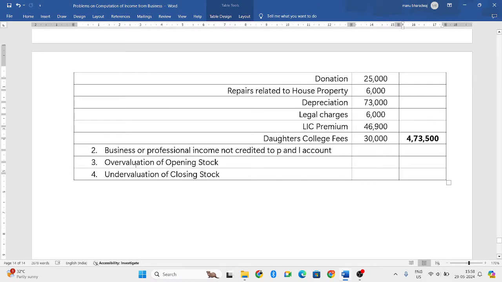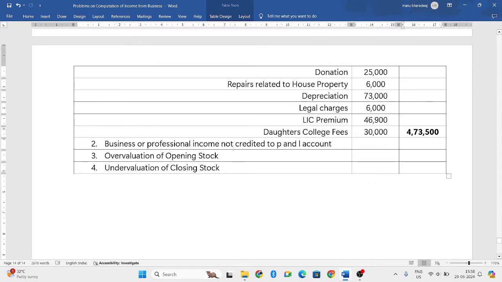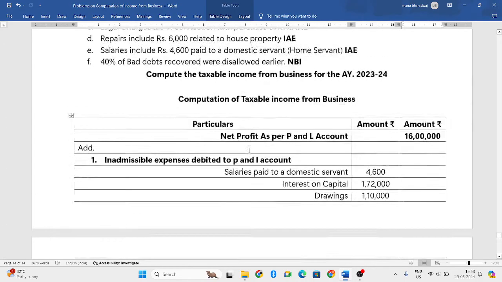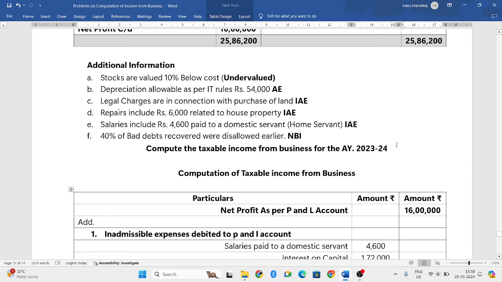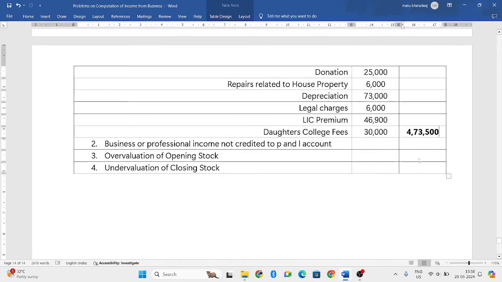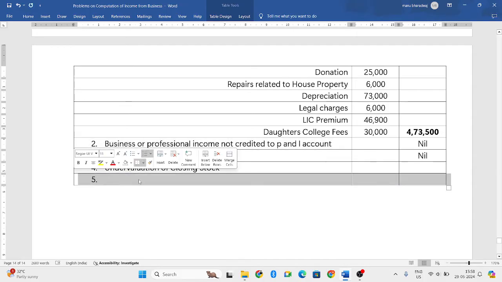4,73,500. For that, let us check any business or professional income which is not credited to P&L account. So let us check in the additional information. There is no business income, so we will write it as nil. Overvaluation of opening stock: there is no overvaluation of opening stock. Next is undervaluation of closing stock. We have this undervaluation of closing stock.